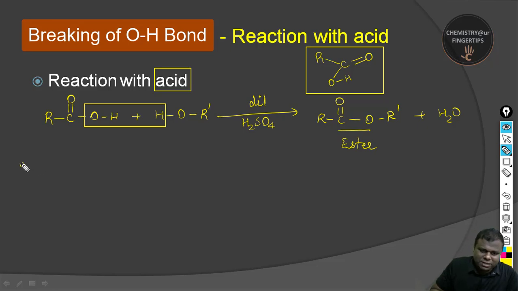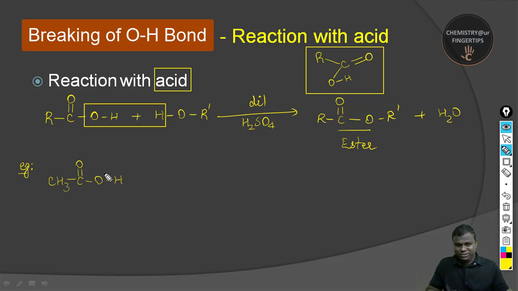So let's take a representative example. Here I will use acetic acid. So you have CH3, then C double bond O, and there is OH. Now if there were Na here, CH3COONa, you would call it sodium acetate. Why I'm telling you all this is so that you will be able to know the name of the product. So here I will write C2H5.